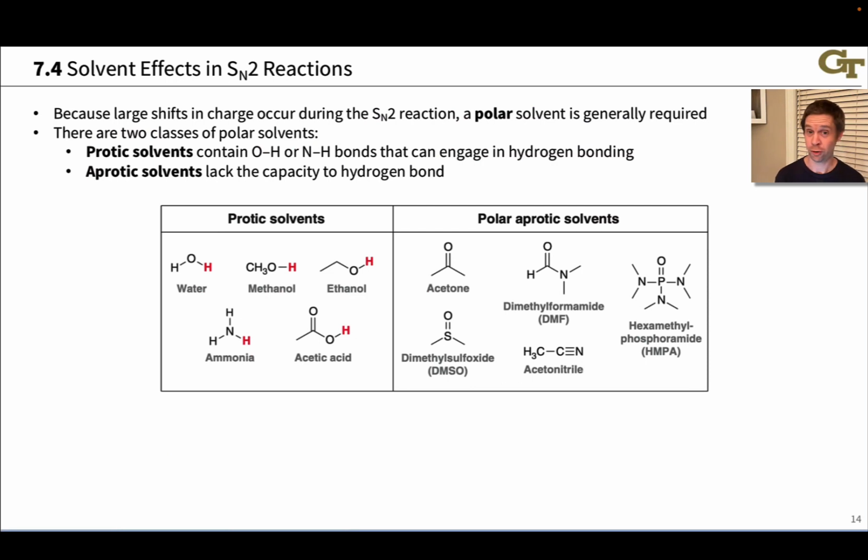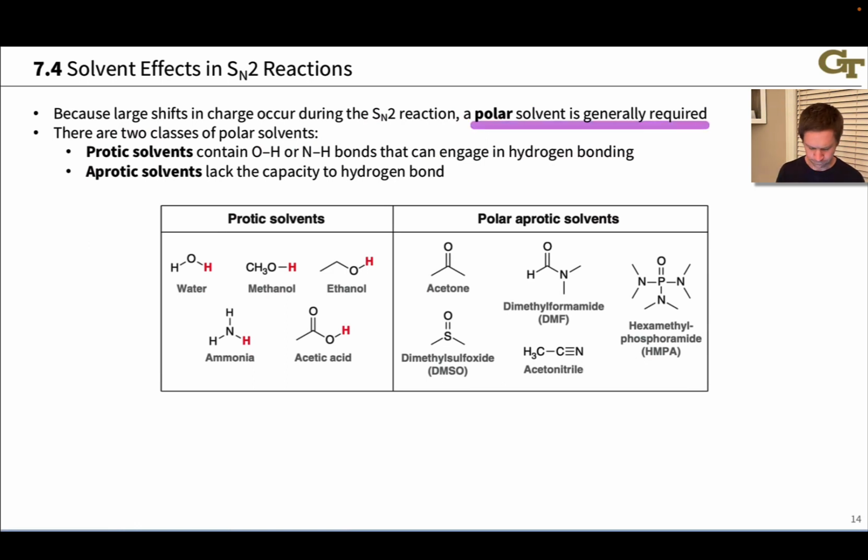Aprotic polar solvents consist of polar molecules that lack hydrogen bond donor groups, OH, NH, and so they lack the capacity to hydrogen bond. So they can engage in dipole forces, and this is important to their action in SN2 reactions, as we'll see. But because they can't hydrogen bond, this actually provides a kinetic advantage to polar aprotic solvents, and we'll see how that works on the next slide.